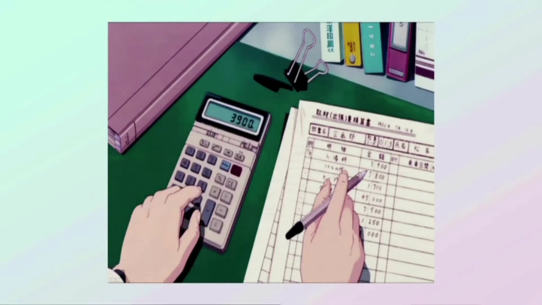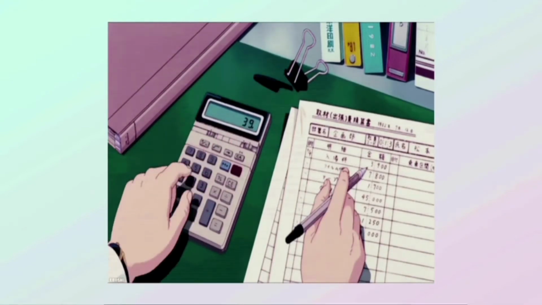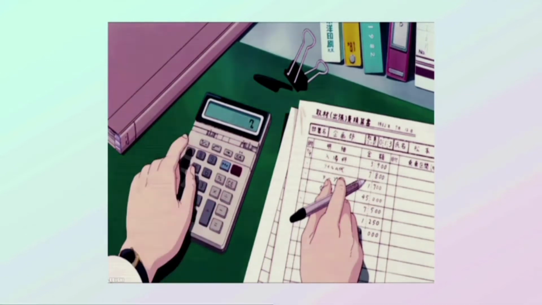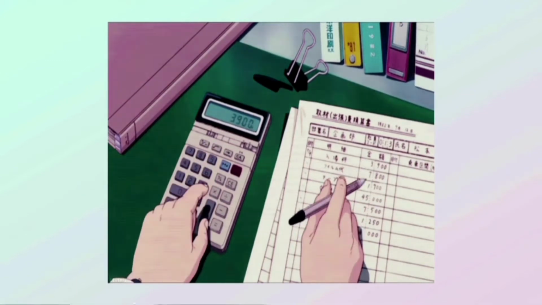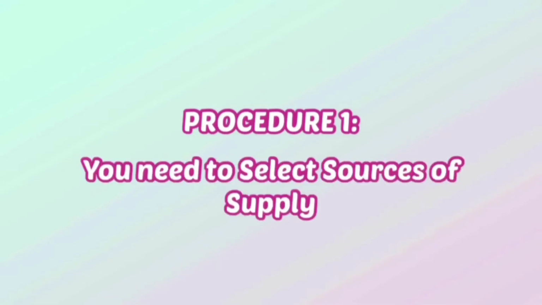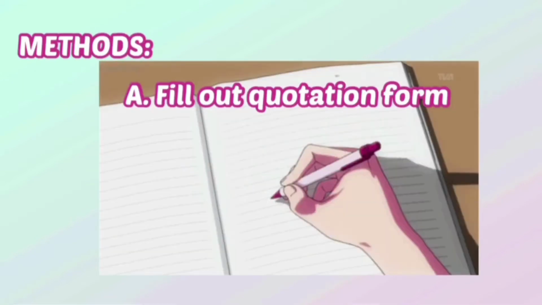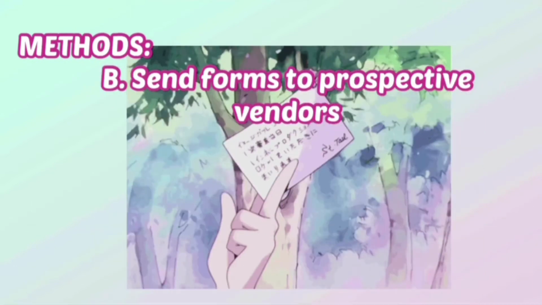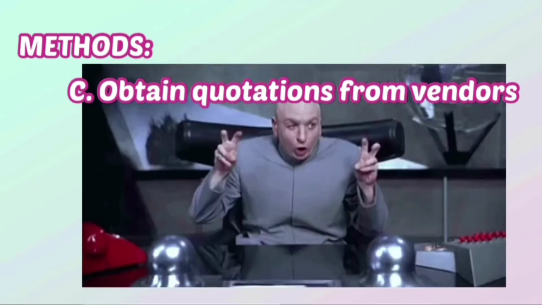Next, we are going to illustrate the system concept. It is a system designed for purchasing office supplies, also called the purchasing system. There are three main procedures in this system concept. In every procedure, there are corresponding methods. In procedure 1, you need to select sources of supply. Methods: A. Fill out quotation form. B. Send forms to prospective vendors. C. Obtain quotations from vendors.